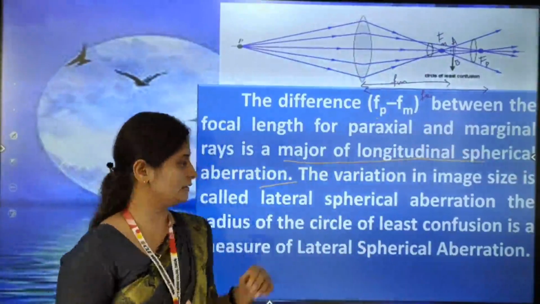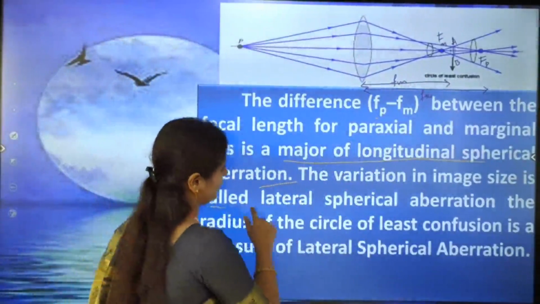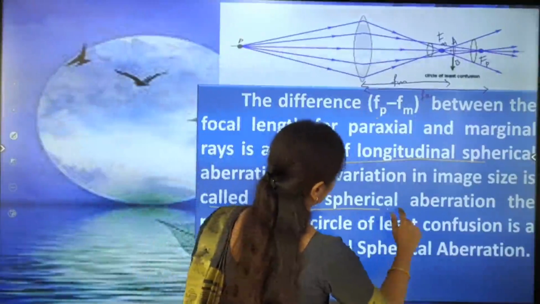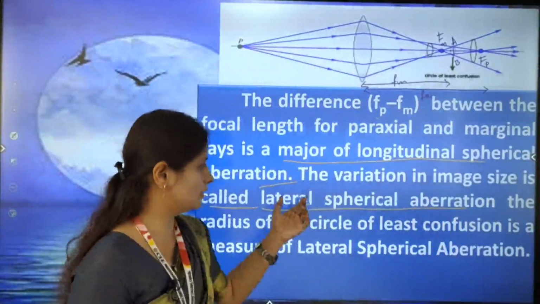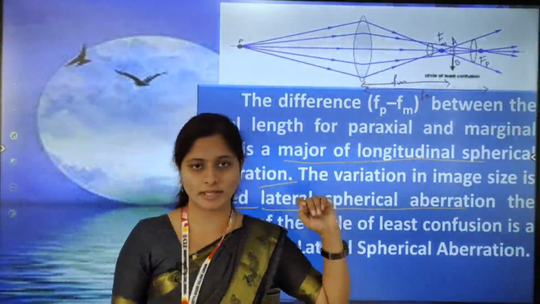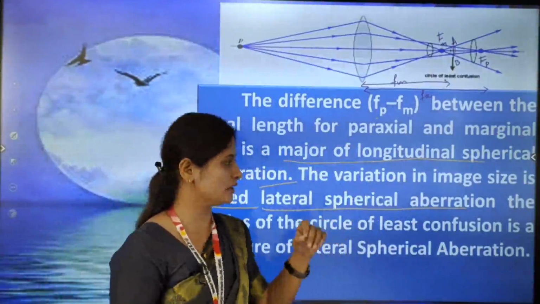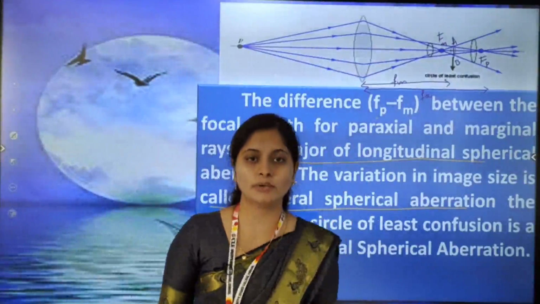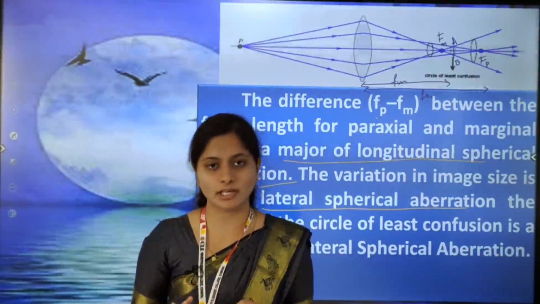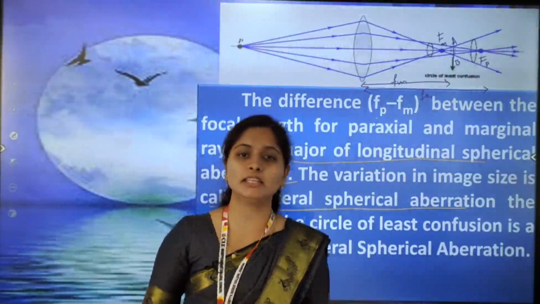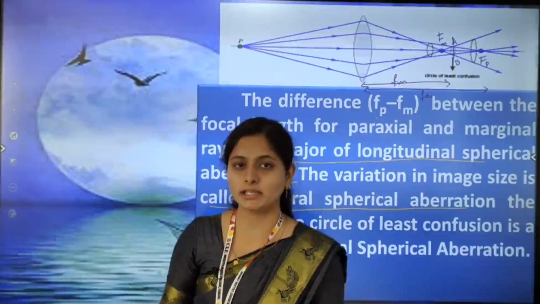Next, the variation in image size is called lateral spherical aberration. Okay, we already know the longitudinal spherical aberration. Next again we are getting the lateral spherical aberration. See here, don't be confused. The variation in the focal length we call spherical aberration. Next, the variation in the position of the image we call longitudinal spherical aberration.